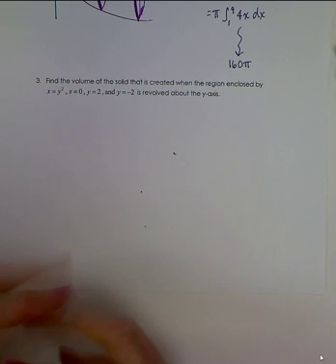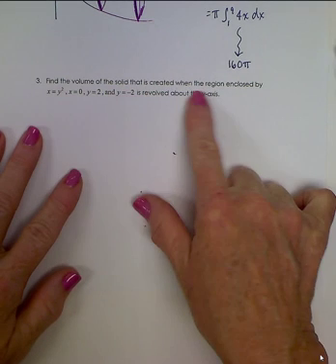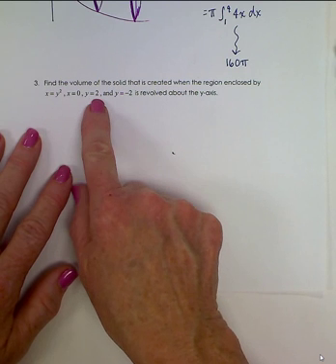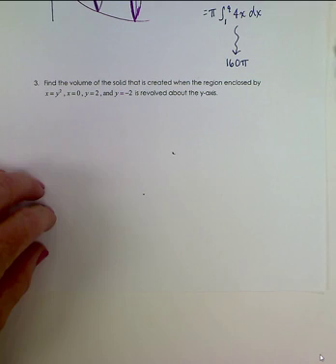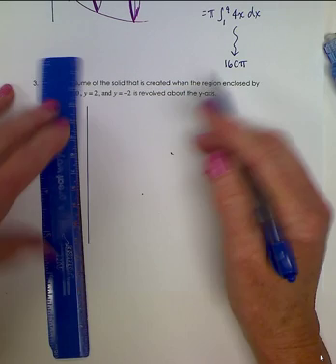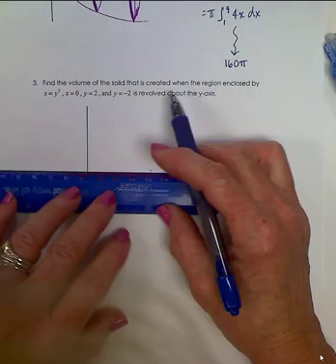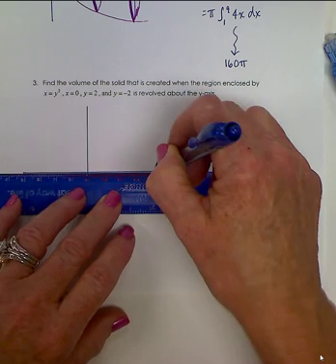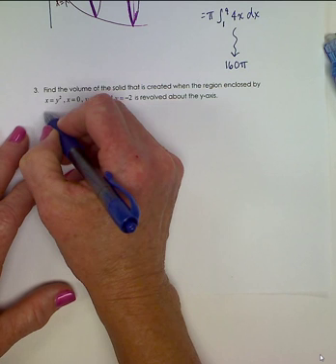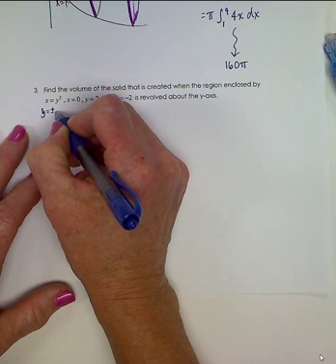All right, find the volume of the solid that's created when the region enclosed by x equals y squared, x equals 0, y equals 2, and y equals negative 2 is revolved about the y-axis. Sketch a graph. X equals y squared. That's y equals plus or minus square root x.